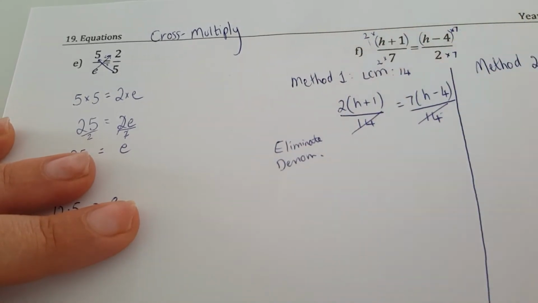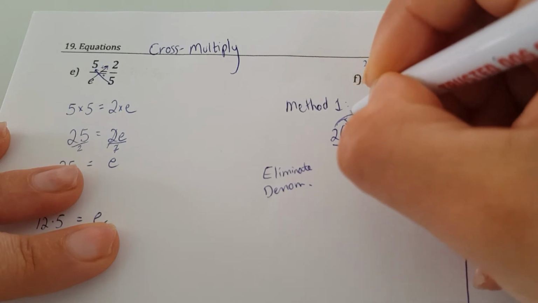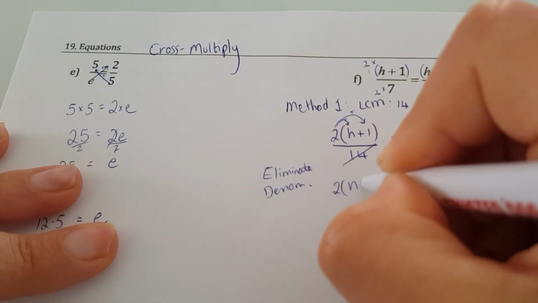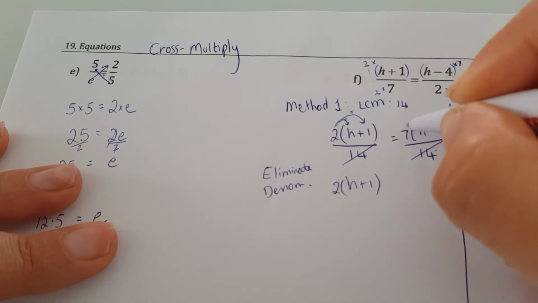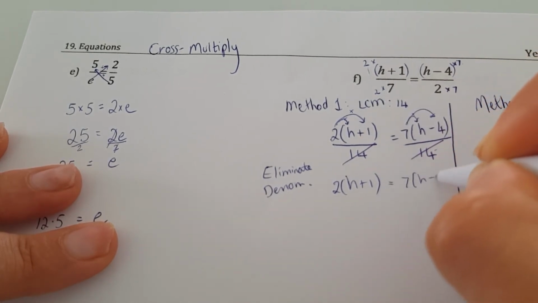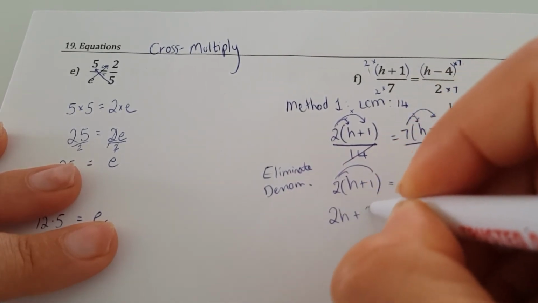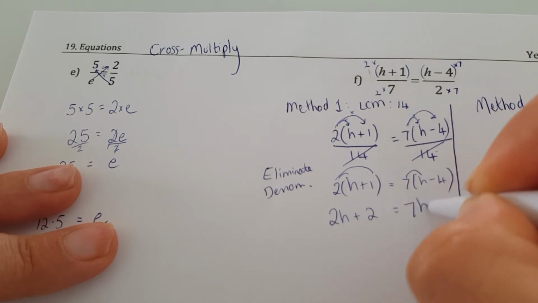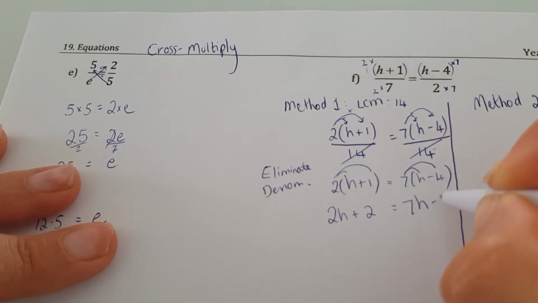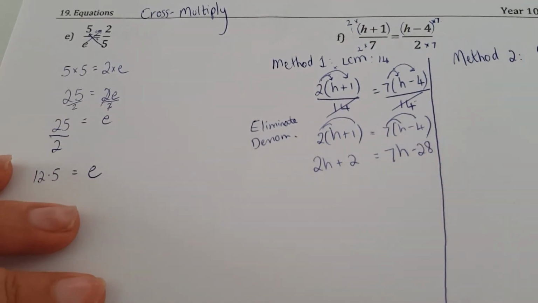Once the denominator is the same on both sides, I can eliminate the denominator. So just eliminate the denominator and start expanding brackets. 2 times h, 2 times 1. So 2 times h plus 1, and I have 7 times h and 7 times that. So I eliminated the denominator, and now I am going to expand. 2h plus 2, 7 times h, 7 times minus 4. So I have h's and I have numbers. Don't forget, we need to get h on one side, numbers on the other side.